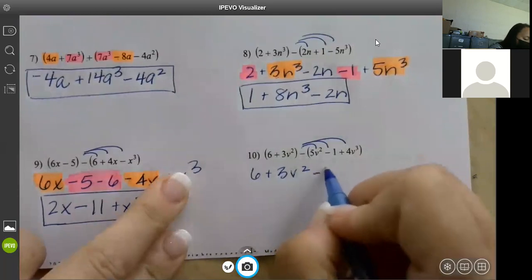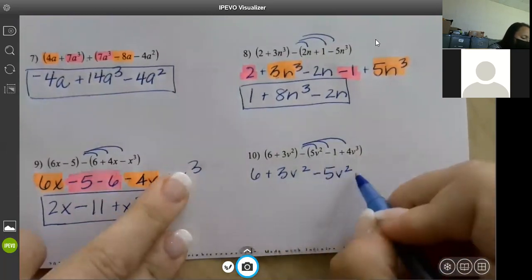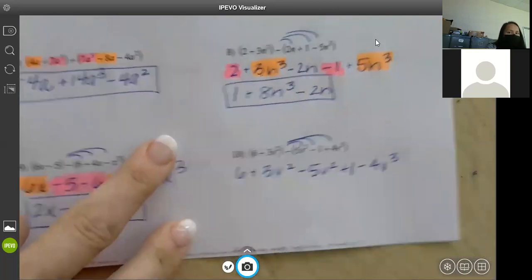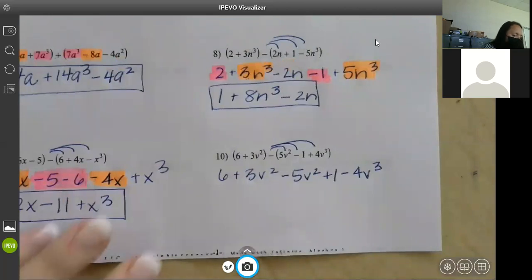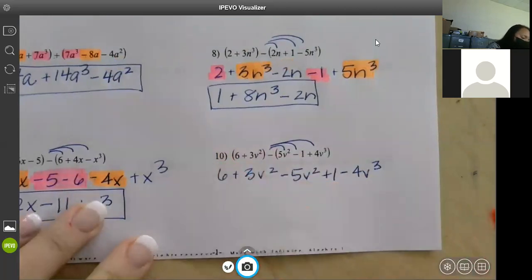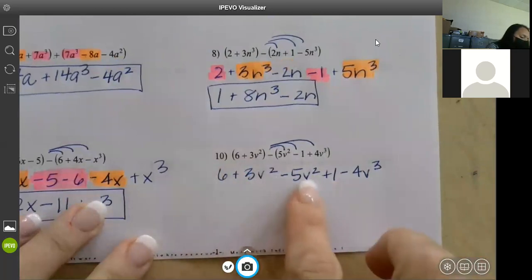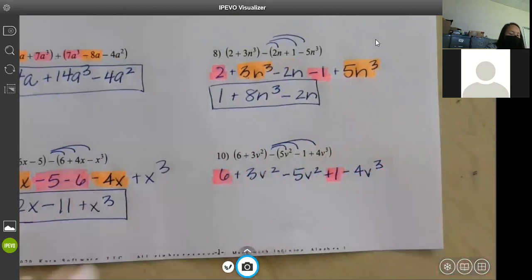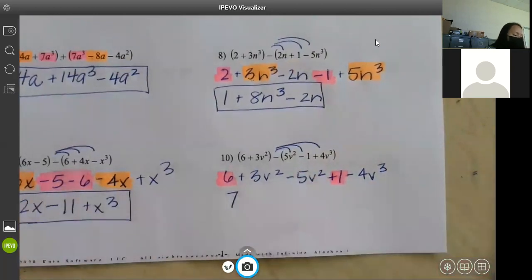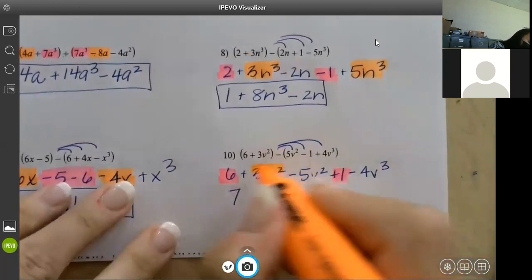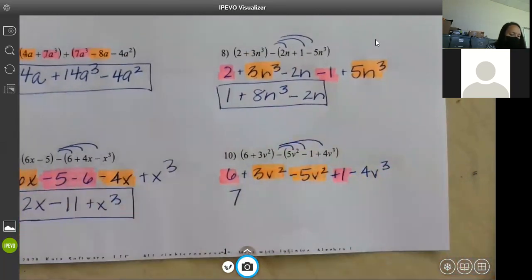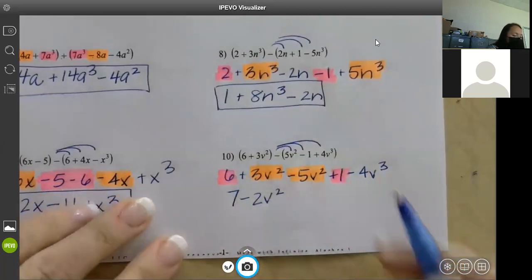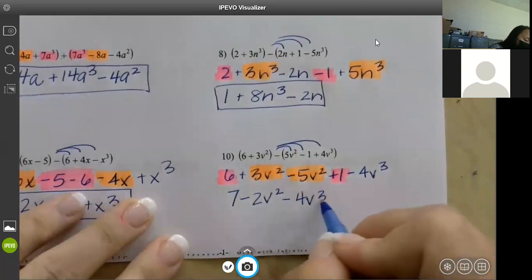So leave your 6 plus 3v squared. We have a positive 5v squared that's going to change to a negative. A negative 1 changes to positive 1, and a positive 4 to a negative 4v cubed. 6 plus 3v squared minus 5v squared. You good? I have a plain 6 and a plain 1. 6 plus 1 is 7. I have a 3v squared minus 5v squared. And make sure it's a negative 2v squared. And then the last thing I have is that minus 4v cubed.